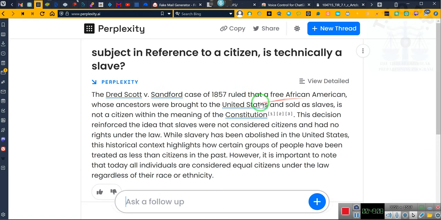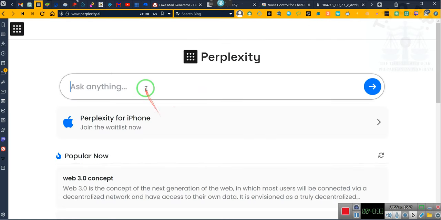Ruled that. Why is she doing African Americans whose ancestors were brought to the United States and sold as slaves is not a citizen within the meaning of the Constitution. This decision reinforced the ideas that slaves were not considered citizens and had no rights under the law. However, let's get it to give us a definition of citizen. Wake up. What is the definition of citizen?